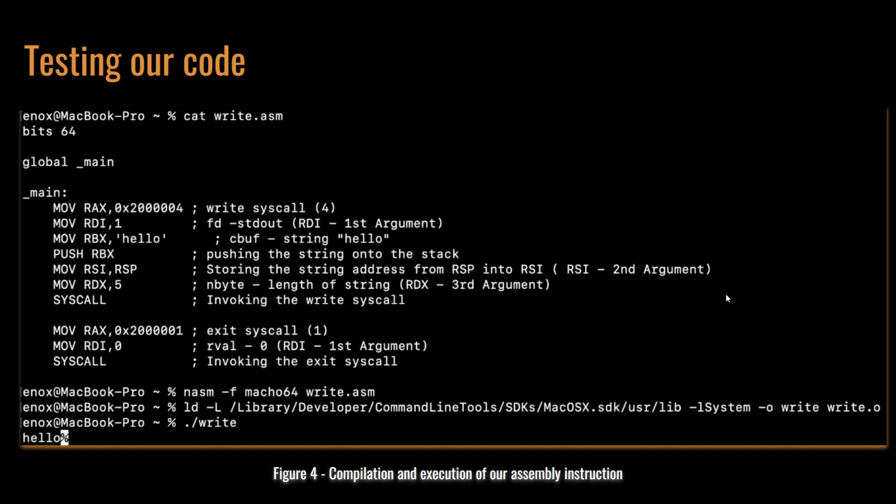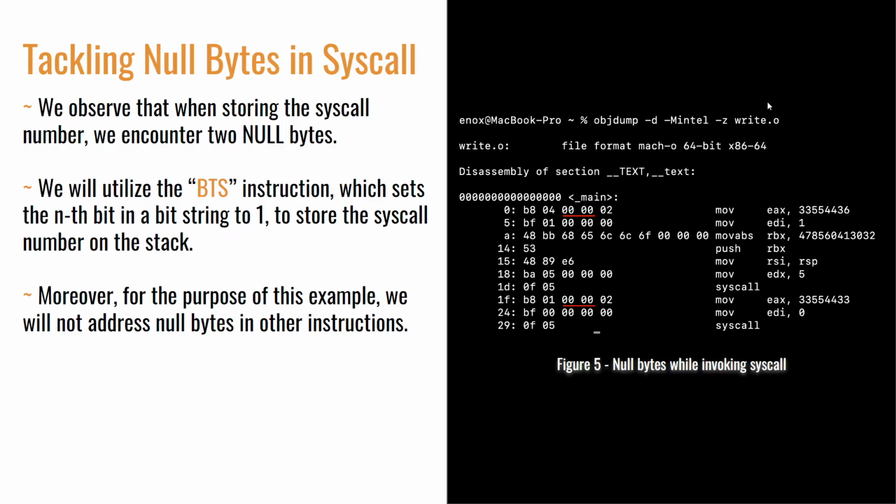And testing our code on our Mac, we are able to compile it and execute it fine. As seen in the screenshot, the output hello is displayed and the program exits. Although there's a major issue here. We have to tackle null bytes while performing the syscall. Now where are these null bytes and why? They can be problematic to us when inserting shellcode into certain applications, as they don't handle them well.